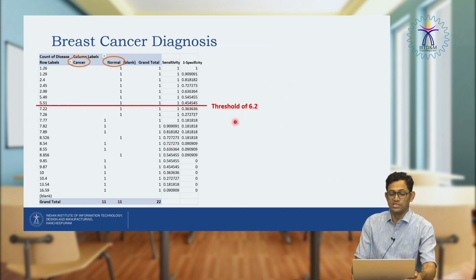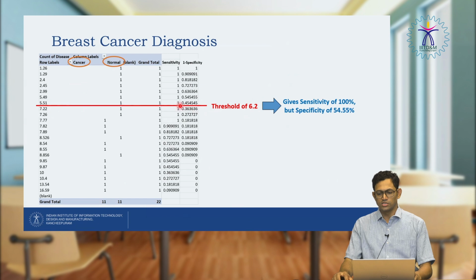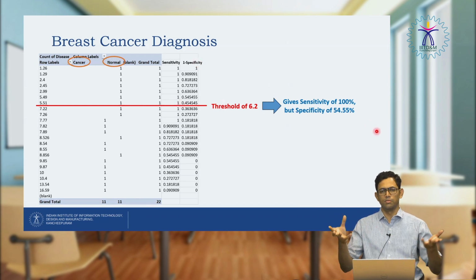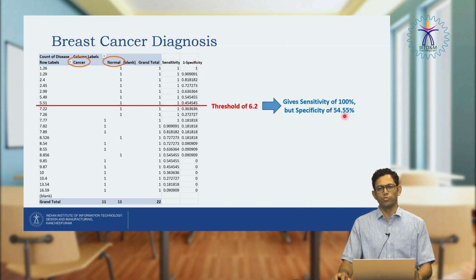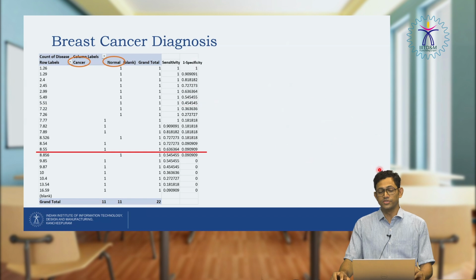So let us see what is the case for 6.2. If you put the threshold at 6.2, what is the sensitivity and what is the specificity? You can see that the sensitivity is around 100%, which is very high. But this column is 1 minus specificity, so your specificity is 1 minus 0.45, times 100%, which comes to around 54%, which is very low. That is a problem, because sensitivity is high, which is what we want, but specificity is low.